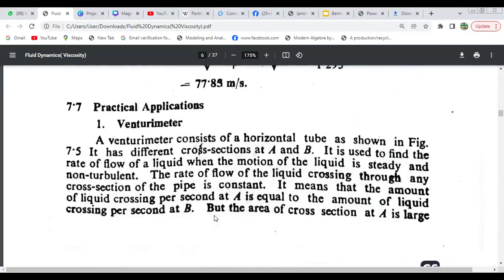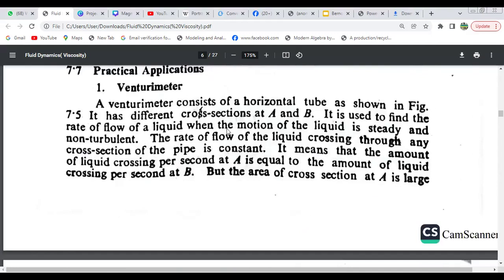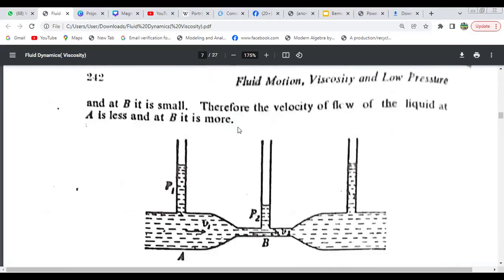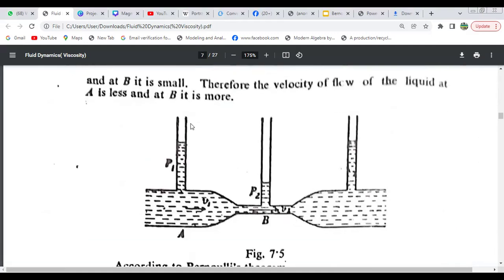Now, a Venturimeter. A Venturimeter consists of a horizontal tube as shown in the figure. It has different cross sections at A and B. This is the actual Venturimeter. Here is the pressure P1 in part A and pressure P2 in part B. This is the small size, and this is the bigger size. That means bigger area and smaller area.